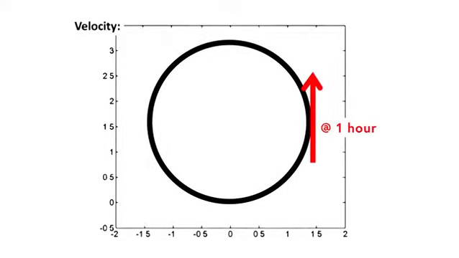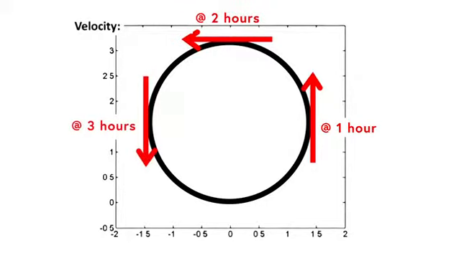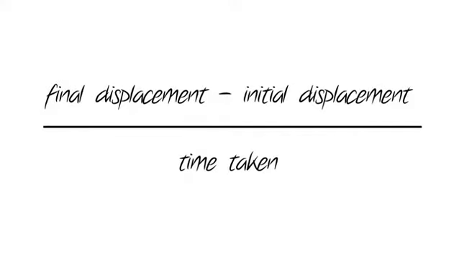So at 1 hour, our velocity is 2.5 miles per hour north. At 2 hours, it's 2.5 miles per hour west. At 3 hours, it's 2.5 miles per hour south. And at 4 hours, it's 2.5 miles per hour east. These velocities are all instantaneous velocities. Another thing we can do is calculate our average velocity. This is given by our final displacement minus our initial displacement divided by the time taken.